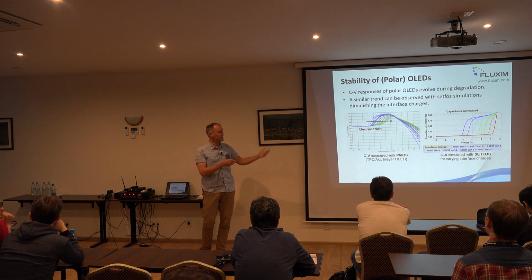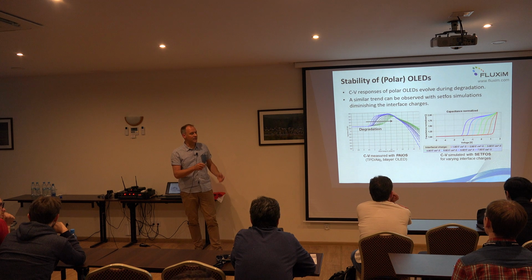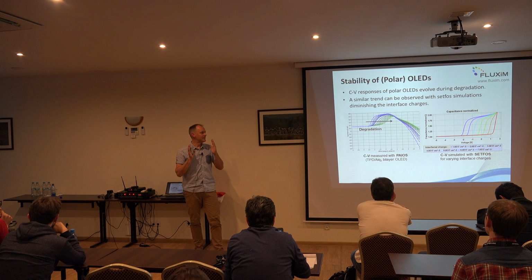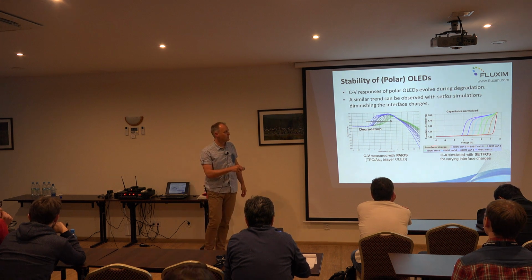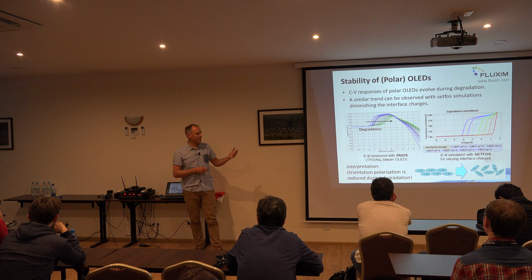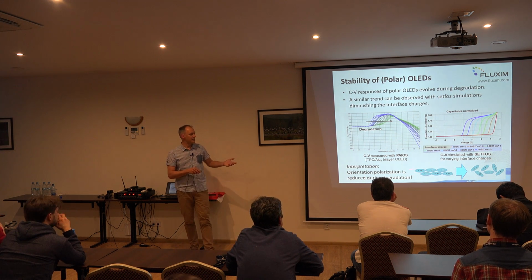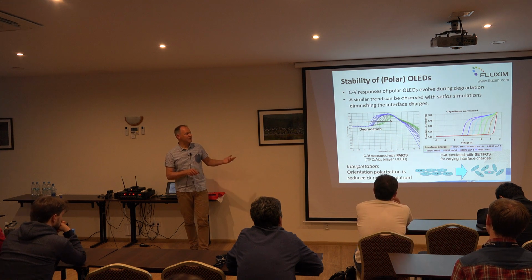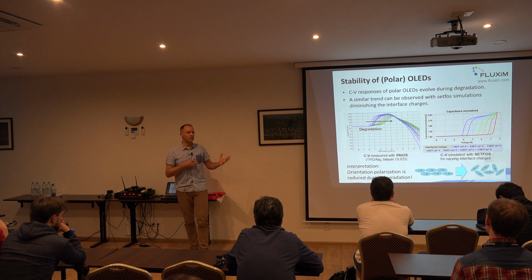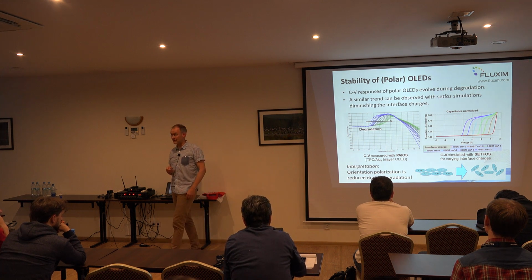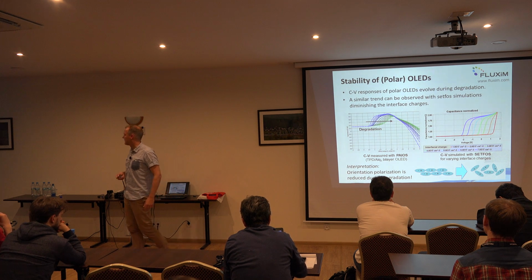And one way to explain by modeling is that the effective sheet carrier density at the boundaries of Alq3 is diminished. It gets smaller. So if we reduce this interfacial charge, then indeed, as in the experiment, the transition voltage shifts to the right. So it could be a qualitative description: the initially preferentially oriented polar layer, after degradation, becomes more isotropic again, and this effect kind of disappears after degradation. So that's our qualitative explanation.